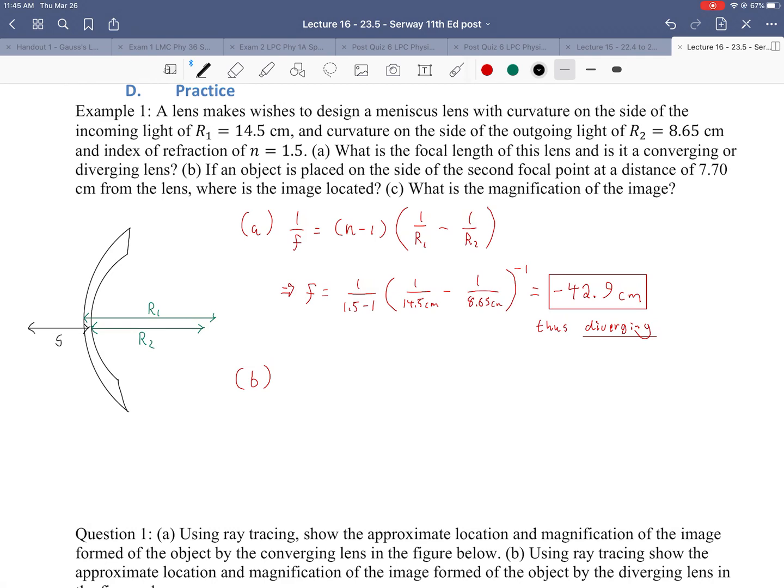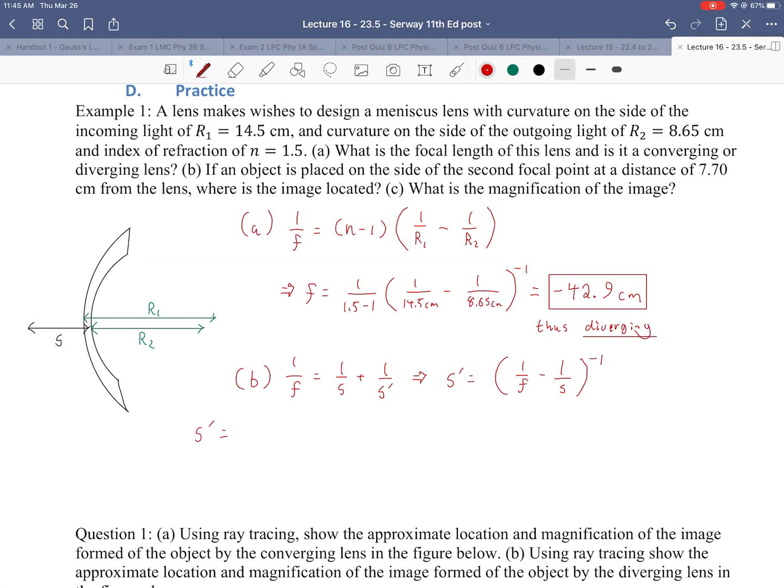And that's a value of 7.7 centimeters. Okay. And then we just want to solve for S prime. So we'll use the thin lens formula, 1 over F equals 1 over S plus 1 over S prime. So then if I solve for S prime, that's simply going to be 1 over F minus 1 over S to the negative 1 power.